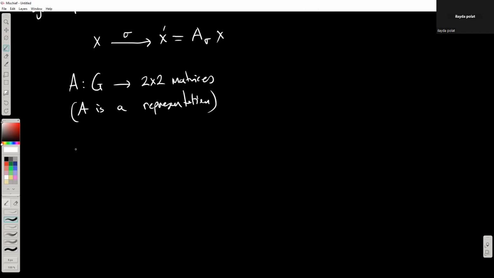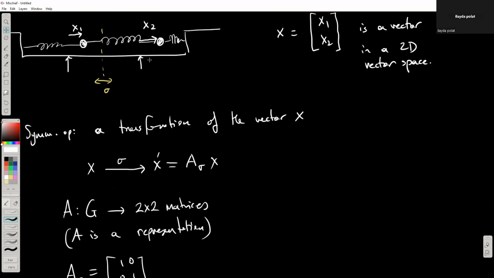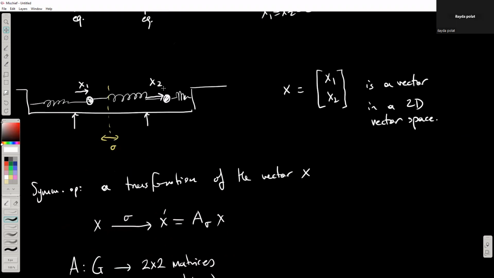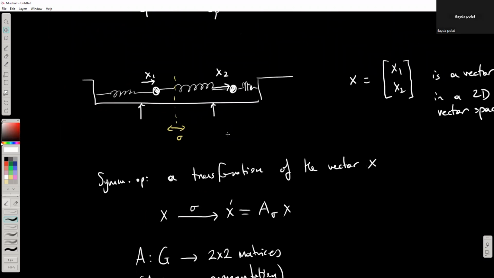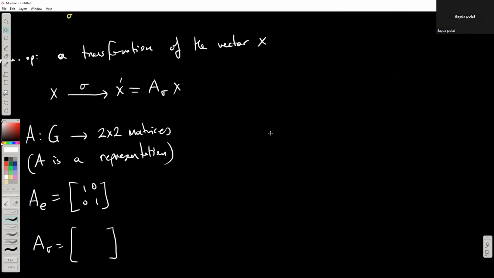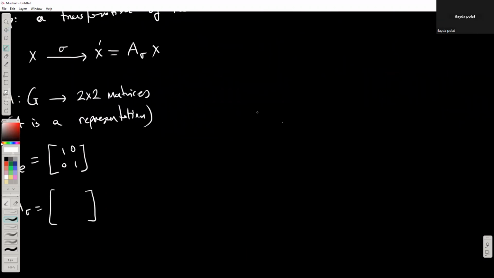So there are actually two matrices. Well, identity, for example, is just an identity matrix. I also need to find A sigma, right? So that's a 2 by 2 matrix. And in that case, I just need to look at this transformation in here. Okay. So, for example, I'm just going to do it in that corner in here. Okay. So that's my picture.